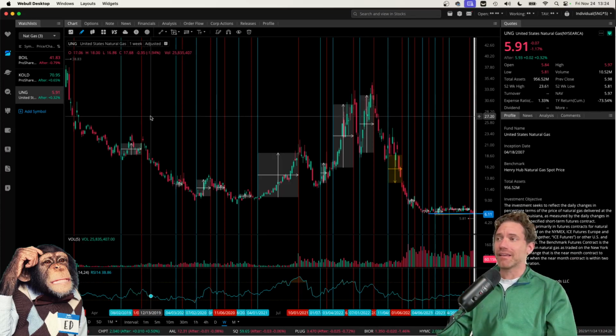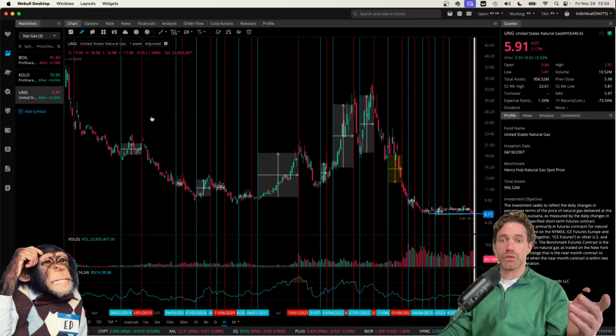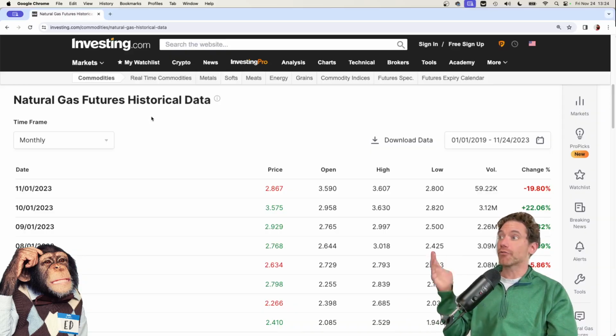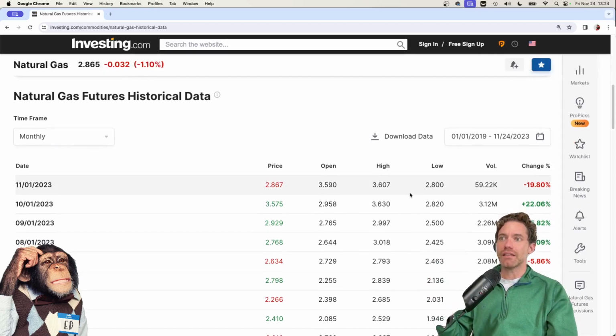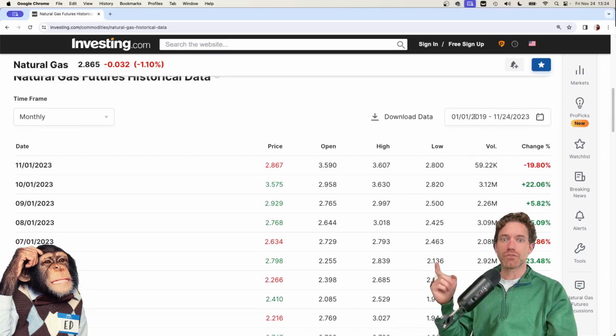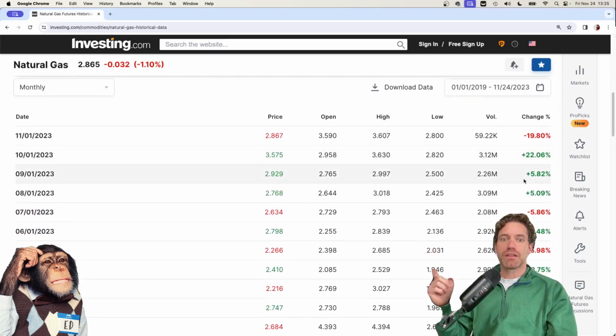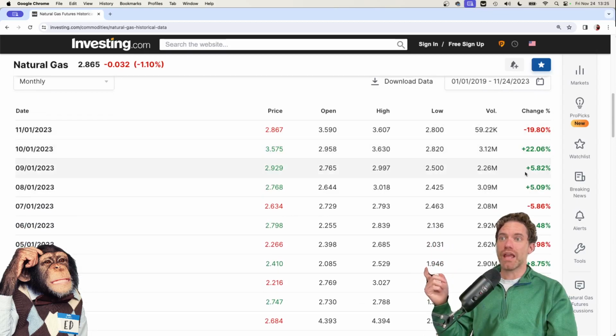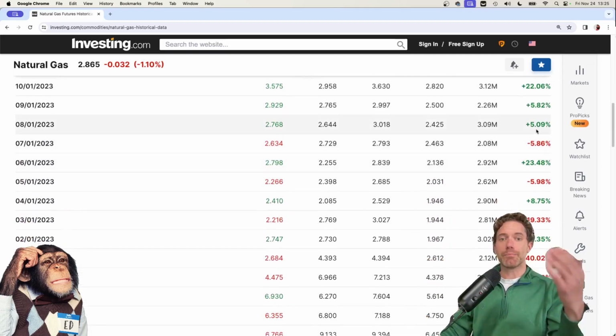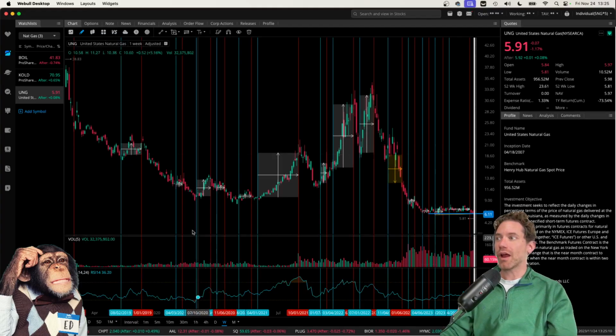And what I did in this, you notice all of the red and green vertical lines that I have drawn up there. Those are based on monthly futures contracts. So at the start of every month, a value is released, which you can see in this table here behind me, which I got from investing.com. As you can see, natural gas futures historical data on the monthly time frame. And so what I did, going back to the beginning of 2019, every time it switched from green to red or red to green, I put a corresponding line in the chart here.